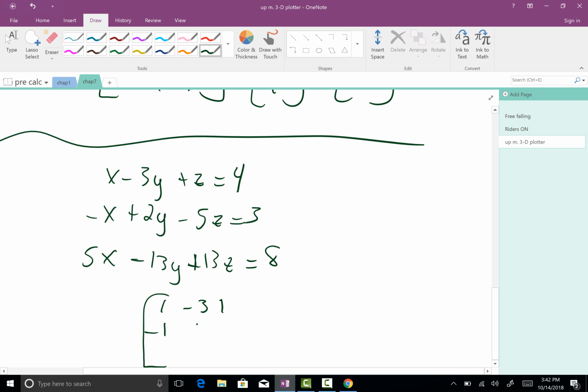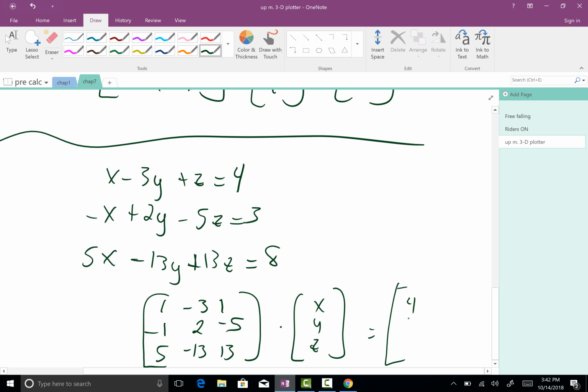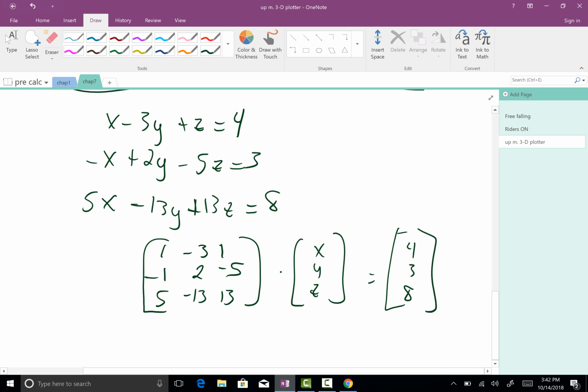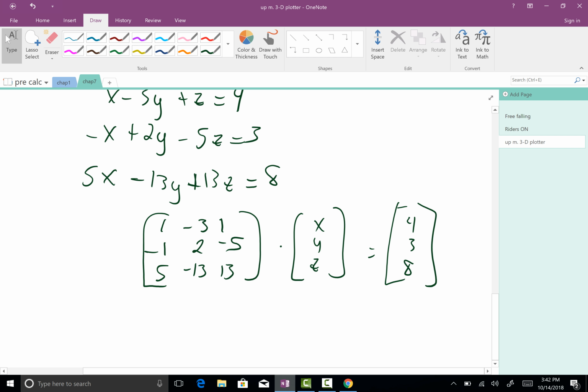Write a matrix equation. See what it looks like. X, Y, Z, equals 4, 3, 8. Make sure I got everything right here. See, 1, negative 3, 1, negative 1, 2, negative 5, 5, negative 13, 13, 4, 3, 8. All right, let's do it. So why don't you guys go ahead and type that in to the matrix calculator. Let me know what you get.